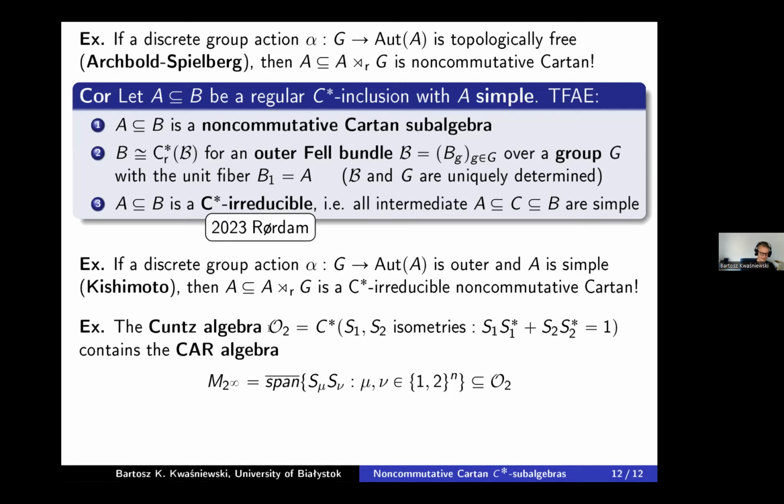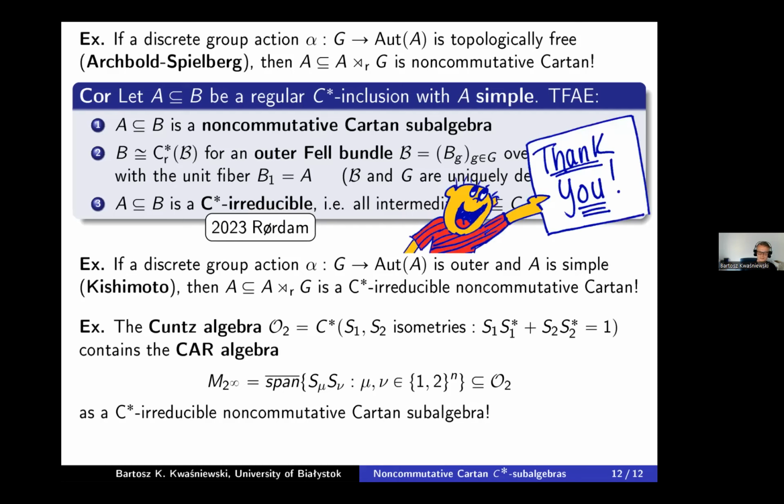And this is also a C*-irreducible non-commutative Cartan subalgebra, because this is simple. This is because this is a UHF algebra, and this is the fixed point algebra of a circle action. So one can divide this O2 into the spectral subspaces of this gauge action, and then this has to be aperiodic by the results of Archbold and Spielberg. So this means that it has to be a Cartan subalgebra. So this inclusion is also C*-irreducible. And I think I'm over time already, so thanks a lot.